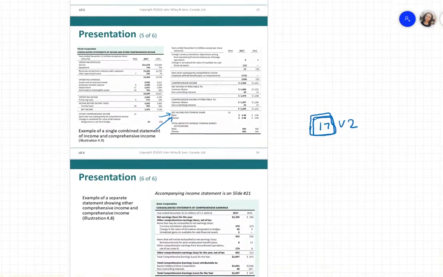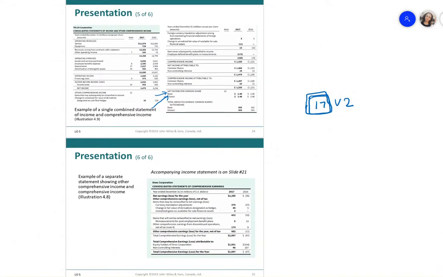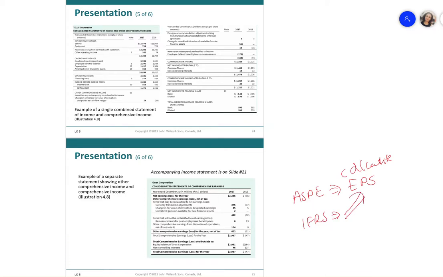So that's what I wanted to point out: what the basic earnings per share is. Basic is what we calculated, and if a company has some debt that can be converted into shares, then we have to calculate diluted earnings per share. For an ASPE company, there's no requirement to calculate earnings per share or diluted earnings per share. But IFRS companies are required to calculate earnings per share on their financial statements. So they're required.